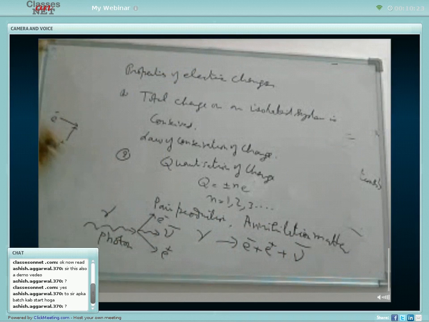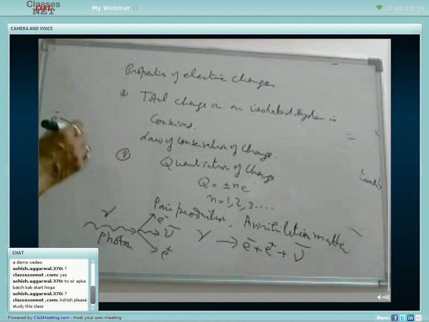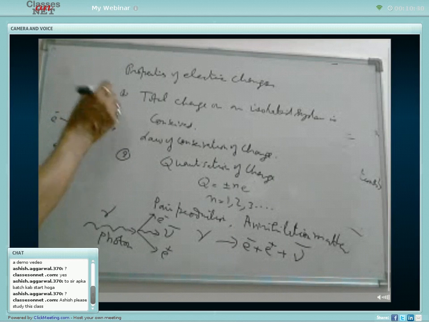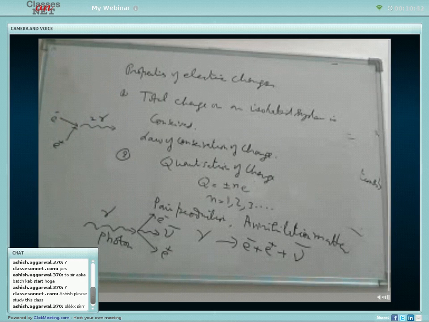The second process is annihilation of matter. In this case, if an electron and a positron are brought close to each other, then these two particles destroy themselves and we get the formation of two gamma ray photons. These two gamma rays go in opposite directions. So this is called annihilation of matter.